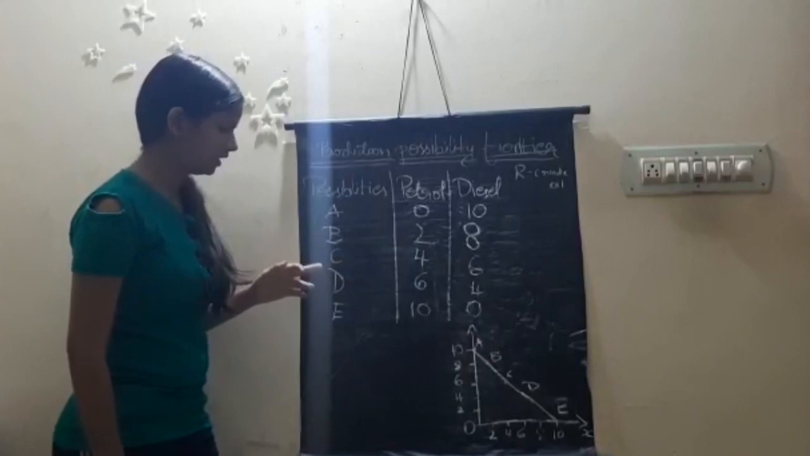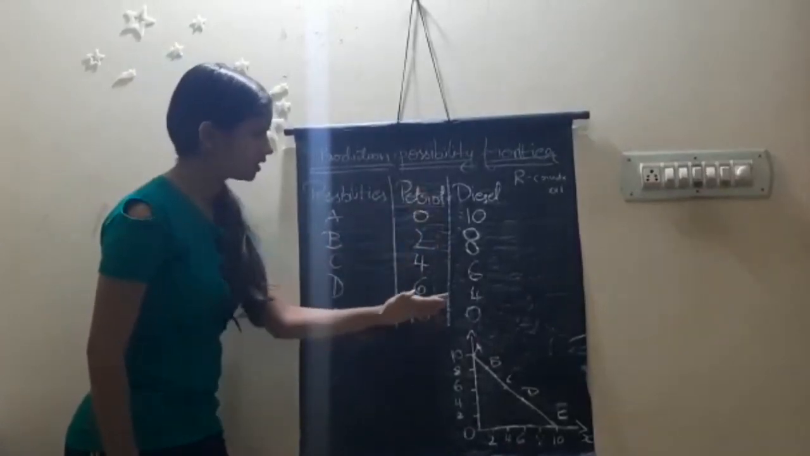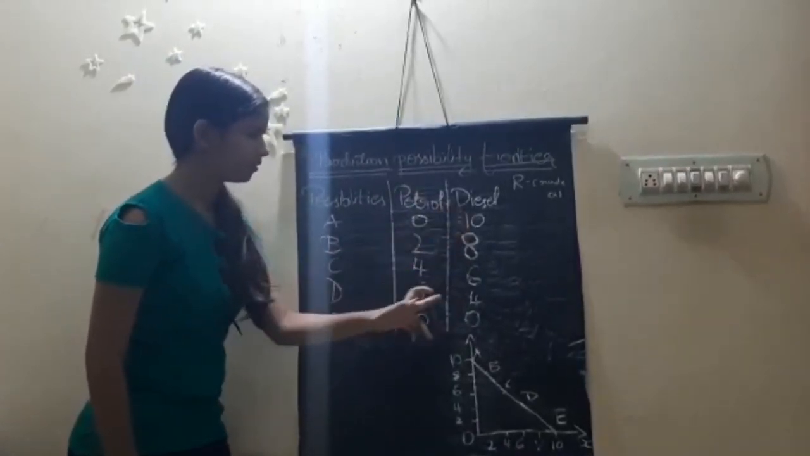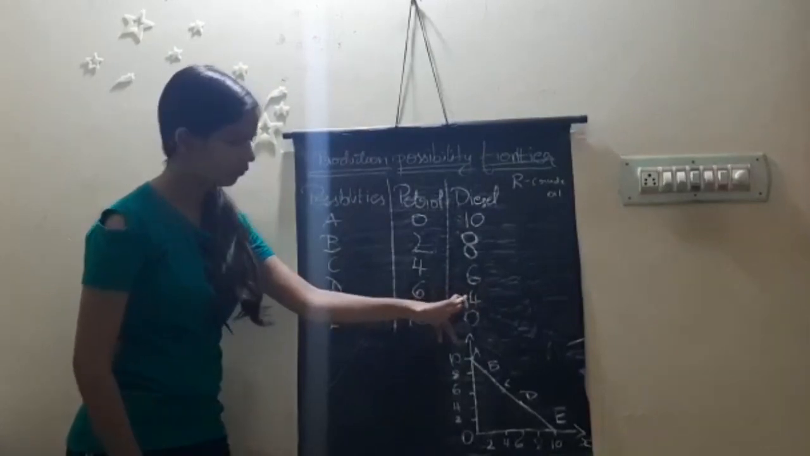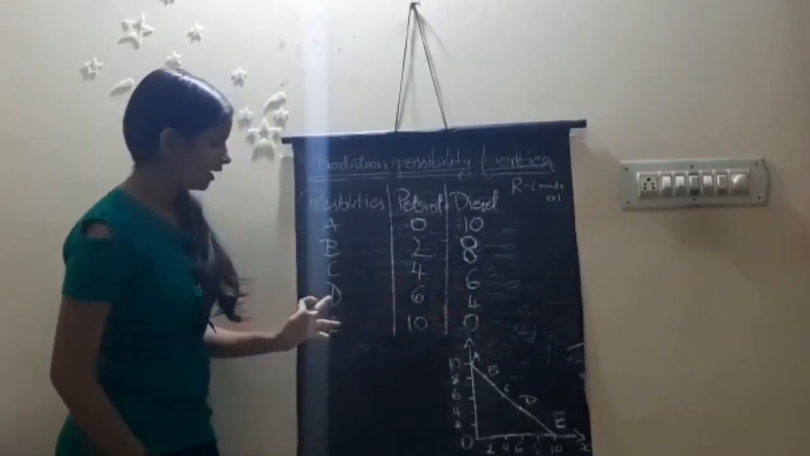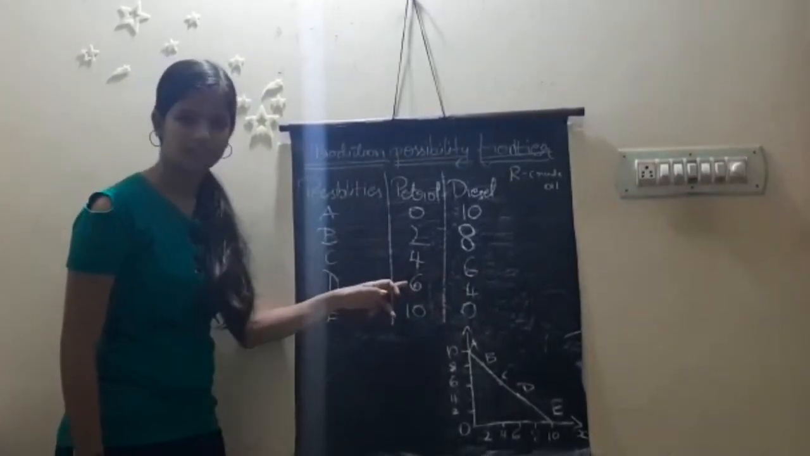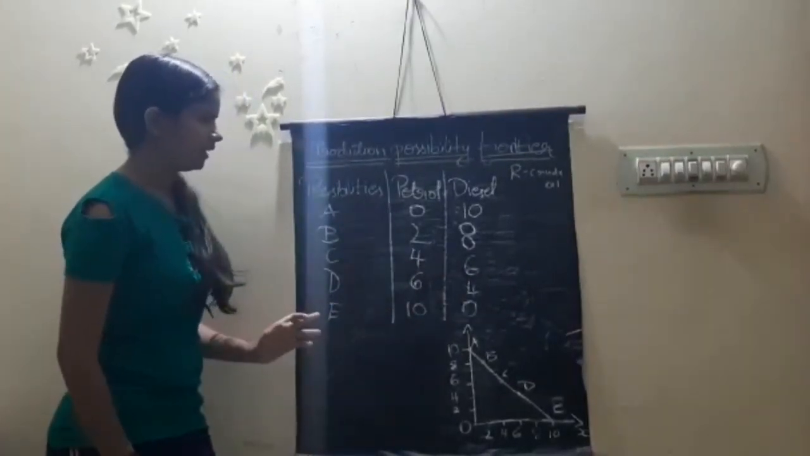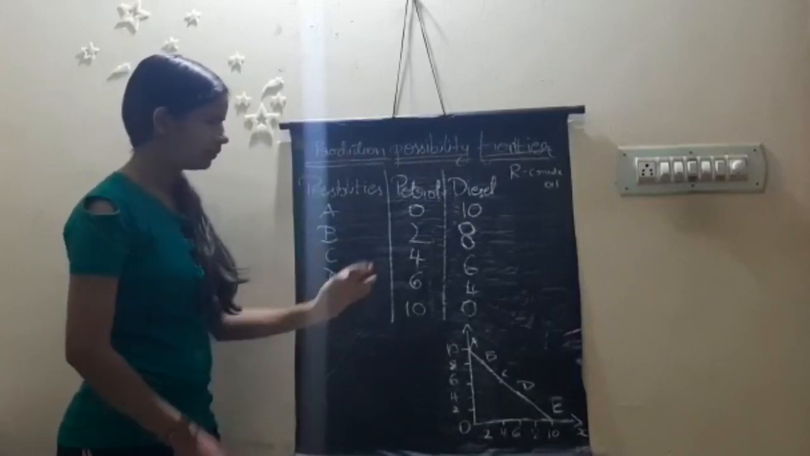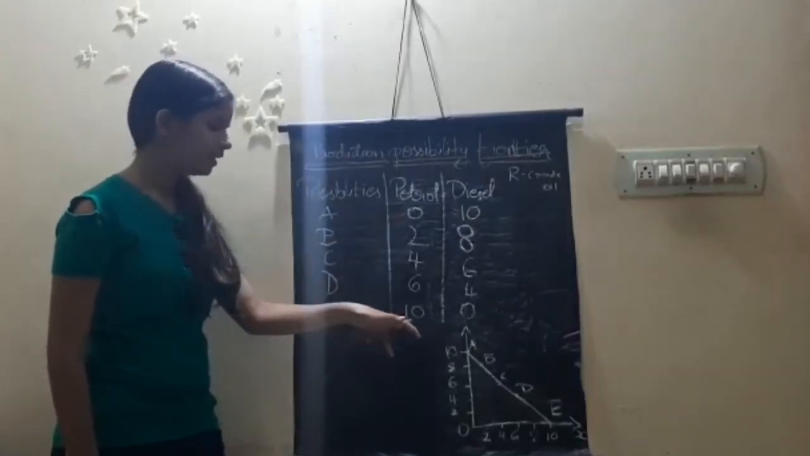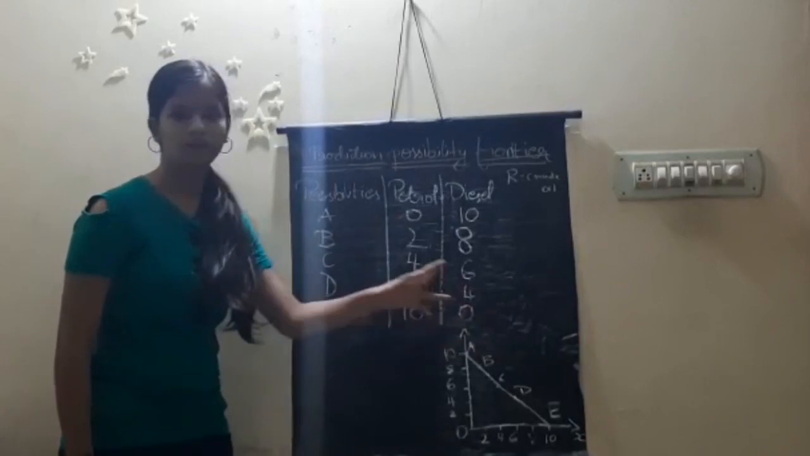If you look at possibility D, I have given a little more resources in the production of diesel, so my output has also reduced to 4 units, and if I gave more units in the production of petrol, it has increased to 6 units. Now in the last possibility, I have given all my resource, crude oil, in the production of petrol, so I got 10 units of petrol and 0 units of diesel.